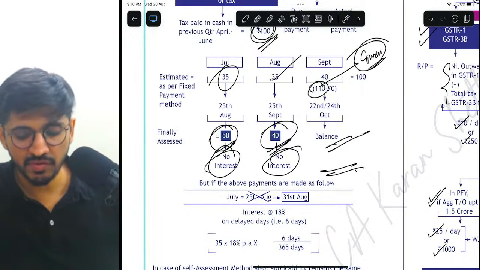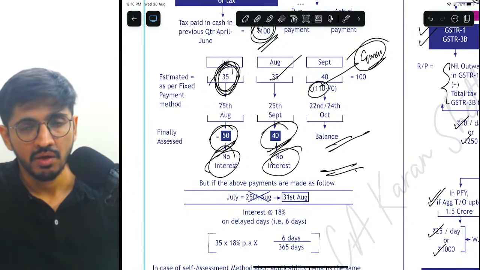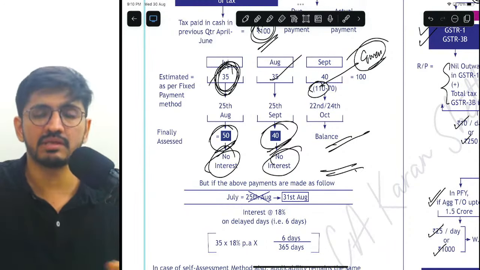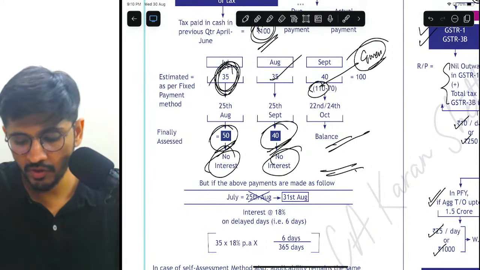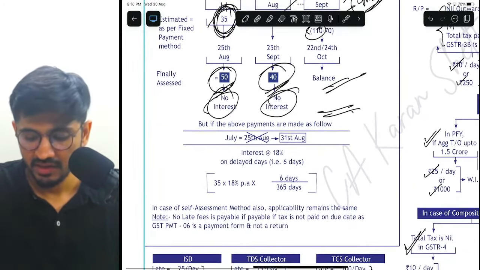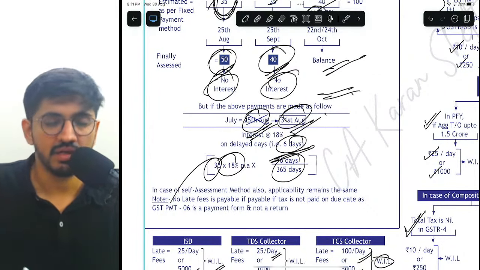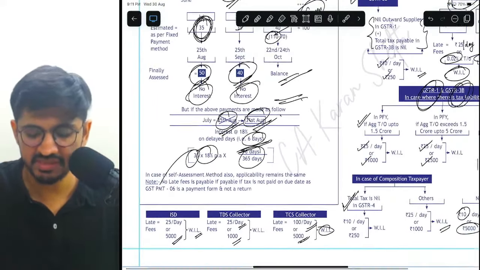The only time interest will be levied is that the 35 that you were supposed to pay, on the 25th of the next month, you did not pay that. Right? You paid late, and which is why instead of 25th August, you paid on 31st August. In that case, 6 days there will be clearly interest at the rate 18%. Is that very clear, my dear friends?